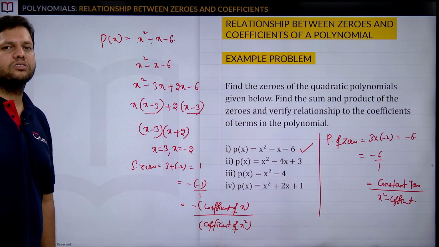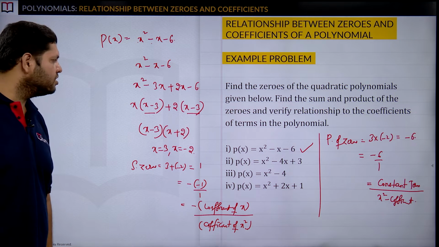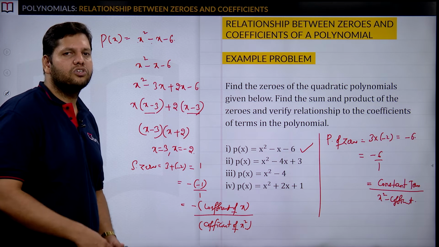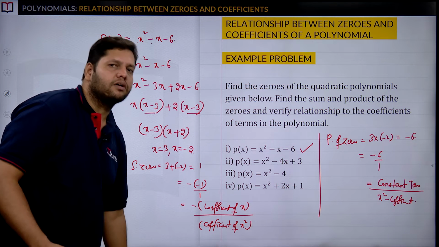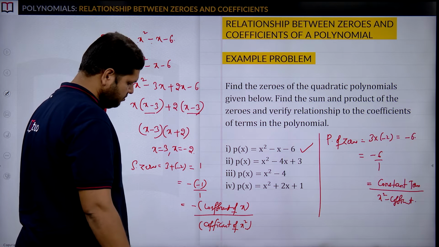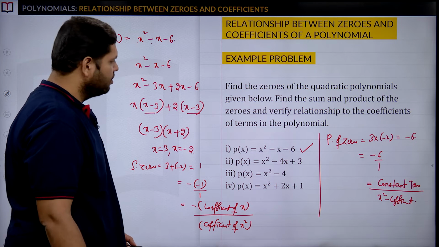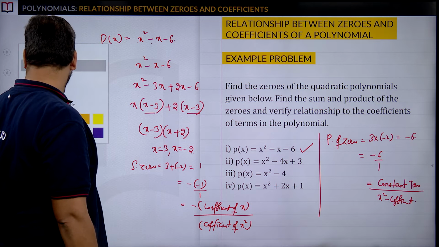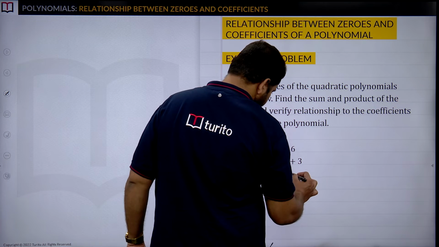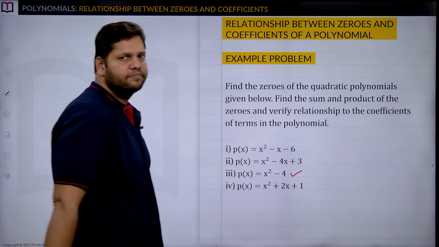Clear, children? Any doubts? Question is very simple, children. Just try to understand. First of all, we need to find the zeros of the polynomial. Okay. Now, children, can you try the second sum or third sum, anything? So, let us see question number 3, third sum.